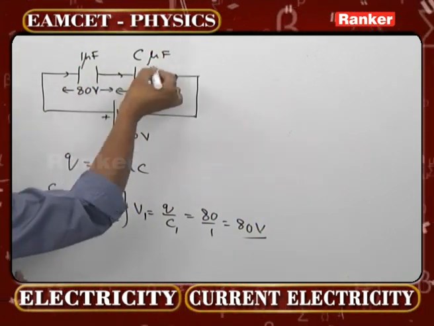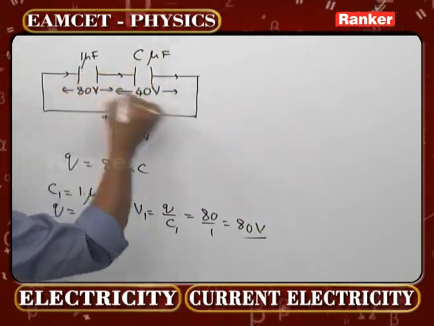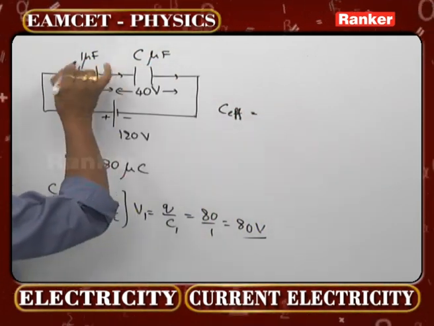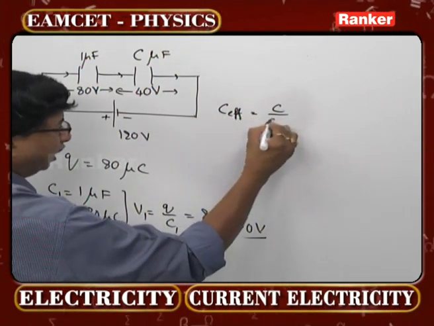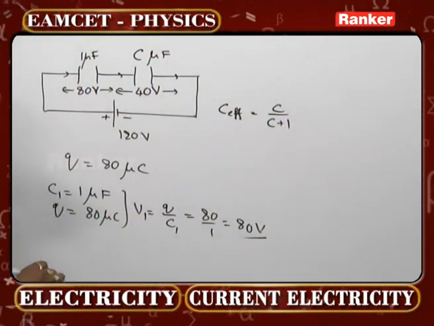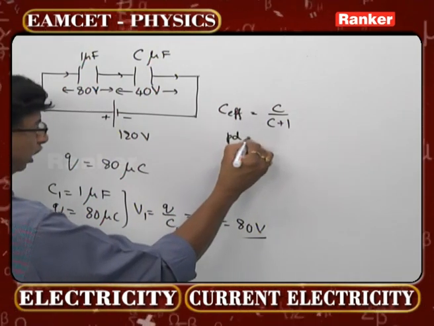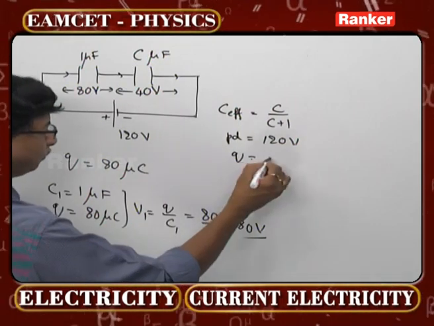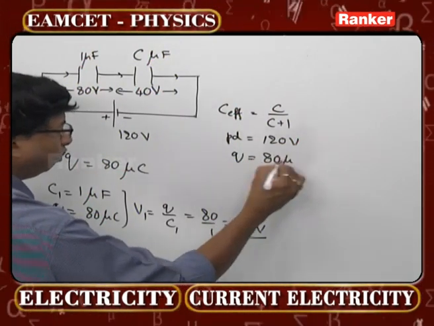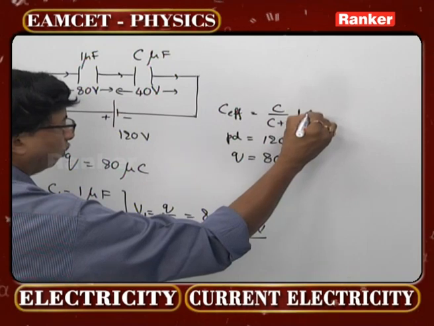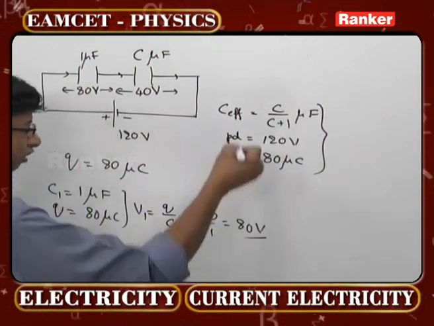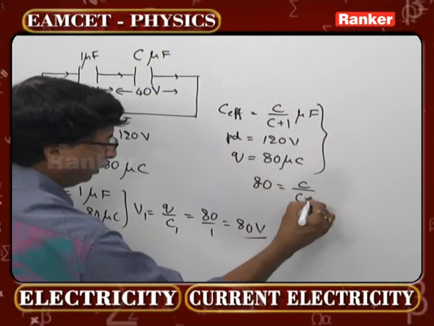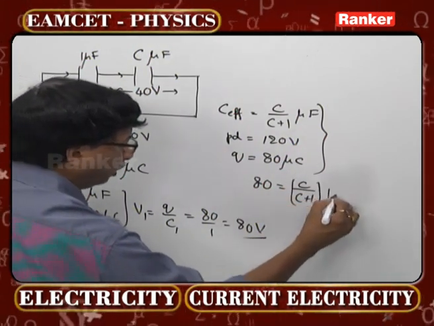Now look to the next case over here, please. What is the effective capacity? Effective capacity in series is C1 C2 by C1 plus C2, that is C by C plus 1. You can understand what is the total PD applied across: 120 volt. What is the total charge across the system given? 80 microcoulomb. Of course, this also is microfarad. So take these three and relate them. Q is equal to CV, C by C plus 1 into 120.